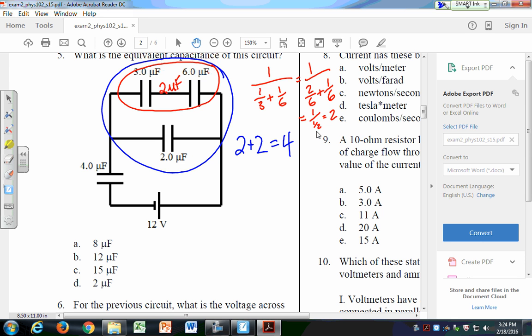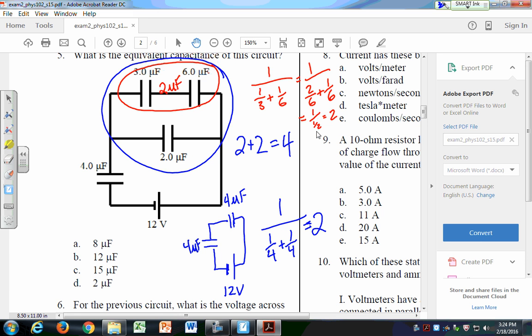And then I have my battery, a 4 microfarad, another 4 microfarad, 12-volt battery. I need to find the equivalent of this. Again, another combination that you should probably just try to memorize or at least be familiar with, that if you write it out like this, you'll know the answer pretty quickly. Or you can use your calculator, that's fine too. What is this? Quarter plus a quarter is a half, and 1 over a half is 2. Right, so my equivalent capacitance is going to be 2 microfarads.